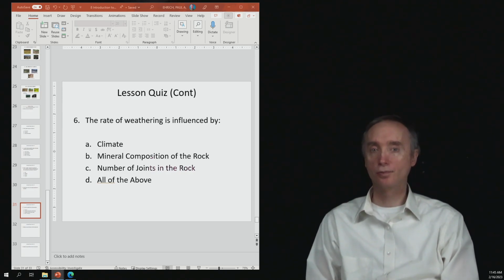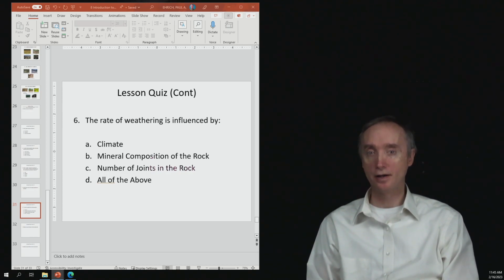Number 6, the rate of weathering is influenced by climate, mineral composition, number of joints, or is it all of the above? And the answer is all of the above. So the climate is going to cause the moisture and the temperature. The mineral composition is going to determine what minerals you end up with. And then the number of joints, well, that's going to cause an increased surface area, which is going to cause increased chemical weathering.